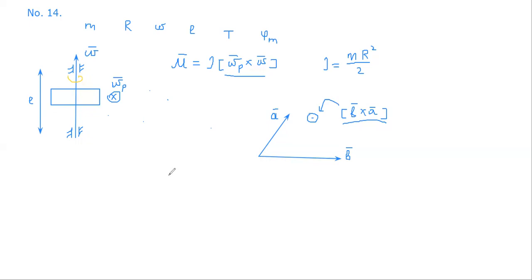Okay, according to the right hand rule, it will be the shortest turn from omega p to omega. So this turn, and the direction of this turn is here.